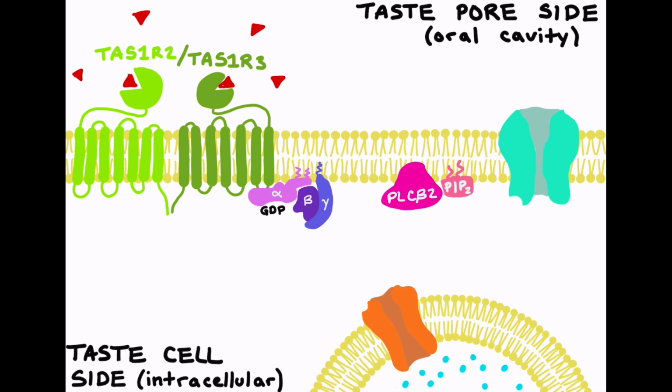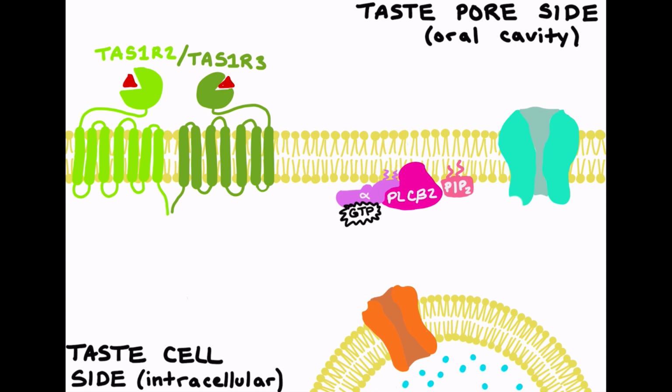Upon activation, GDP gets replaced by GTP. This triggers the separation of the alpha subunit and beta gamma subunits from the receptors. The alpha subunit then activates phospholipase C beta 2 protein, which activates PIP2. PIP2 is then cleaved into DAG and IP3.